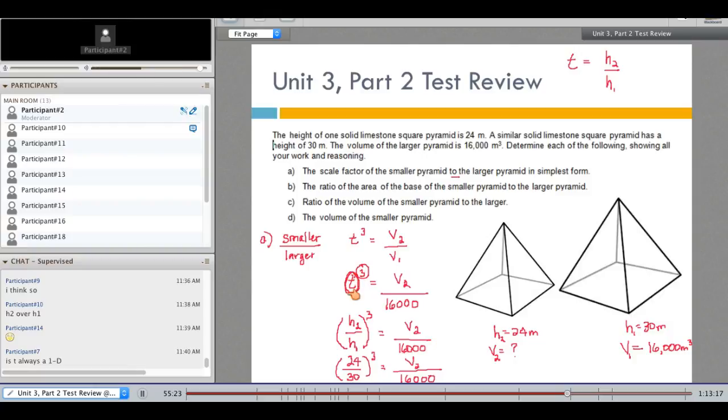So just for this T right here, we made a substitution. We put this one-dimensional fraction in. Okay, so height 2 over height 1 is for the T. You still have to cube it. Okay?